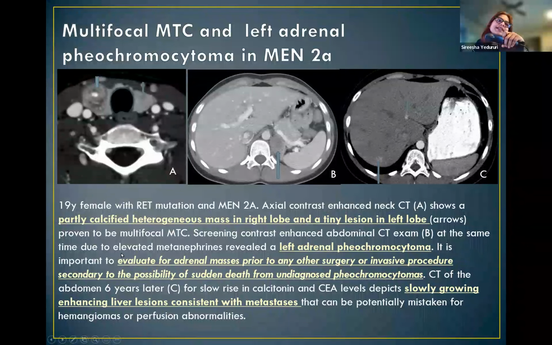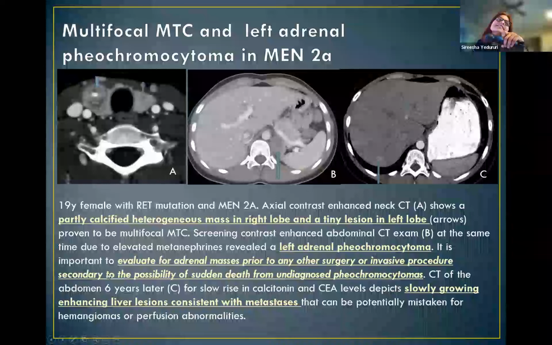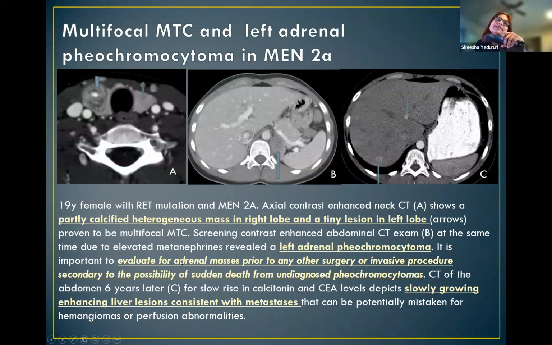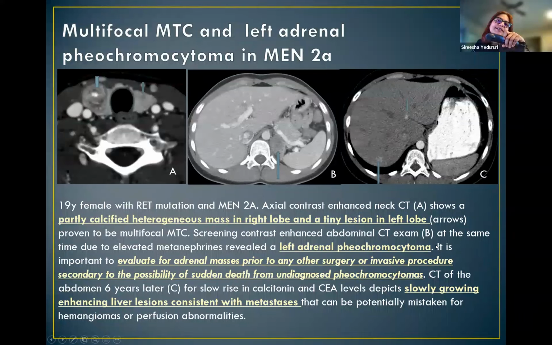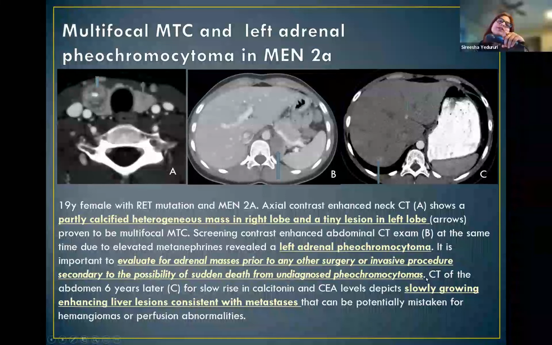Again, if there's one thing that I want you to learn from this whole lecture, it is this. It's important to evaluate for an adrenal mass prior to any surgery or invasive procedure, because of the possibility of sudden death from undiagnosed pheochromocytomas. Every patient with medullary thyroid carcinoma should be presumed to be MEN2A or 2B, and then we have to rule out pheochromocytoma before taking them for surgery.